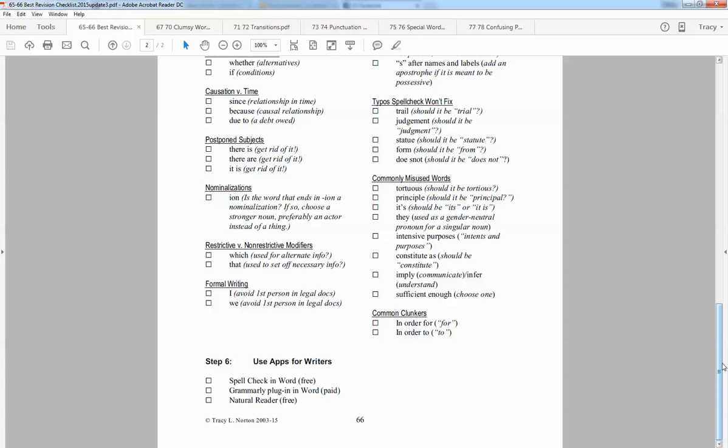And these apps aren't designed specifically for legal writers, and so they may not find the most common legal writing errors. So that's why I recommend that you use these at the very end. And again, I'll talk about these at the end of the process in the step 6 video.